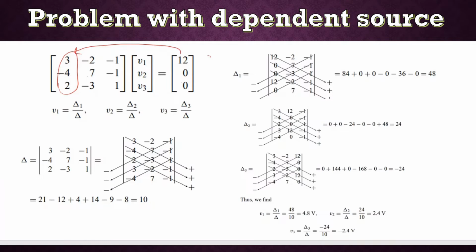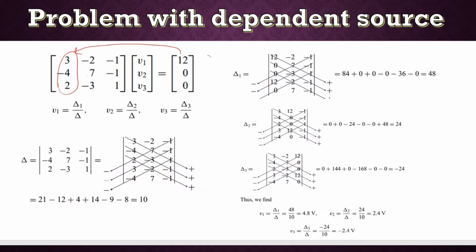Okay, if you want that V3, you replace the third column with this 12, 0, 0 constant column. So del 1, del 2, del 3. After getting del 1, del 2, del 3, you have to divide del 1 by del, del 2 by del, and del 3 by del to get the values of V1, V2 and V3. Then how to find del? Let us find del first.